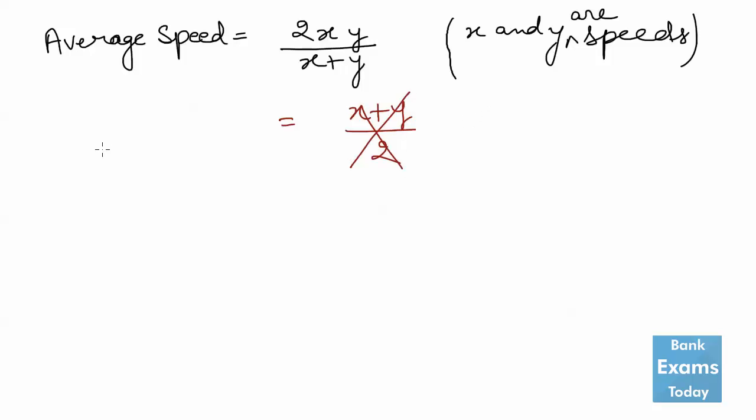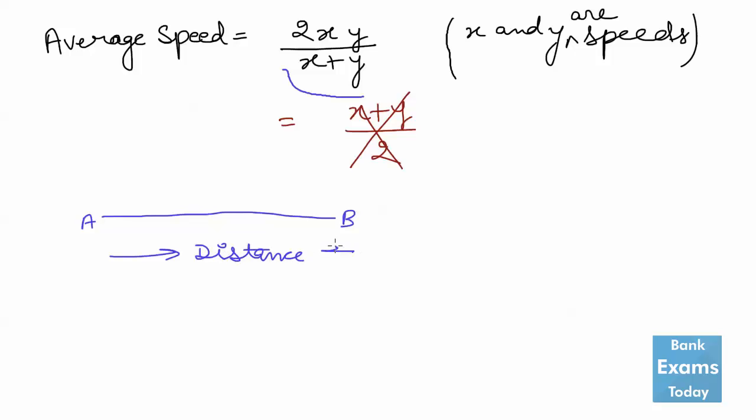So we can derive this formula, the formula of 2xy over x plus y. So let's see. There is a distance between A and B. A and B are two cities. A person goes from city A to city B via car, at a speed of x kilometer per hour, and he comes back via bus at a speed of y kilometer per hour. So what is the average speed?